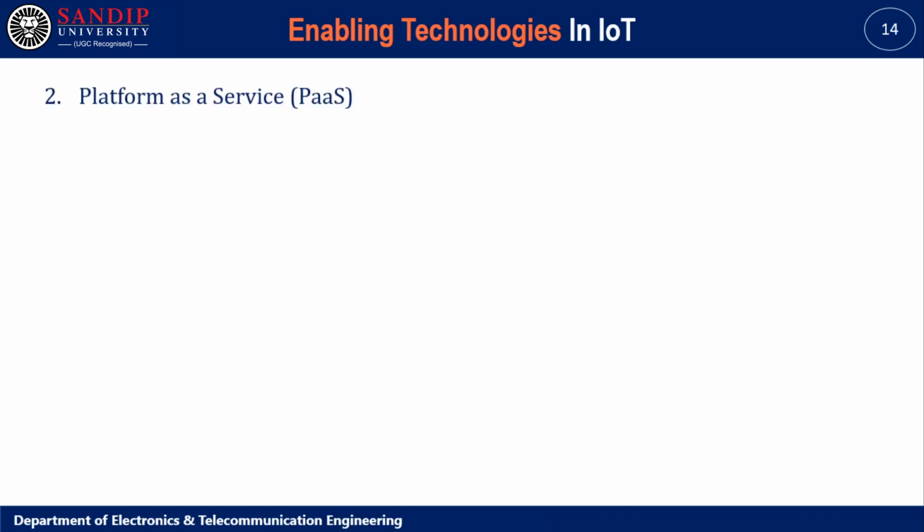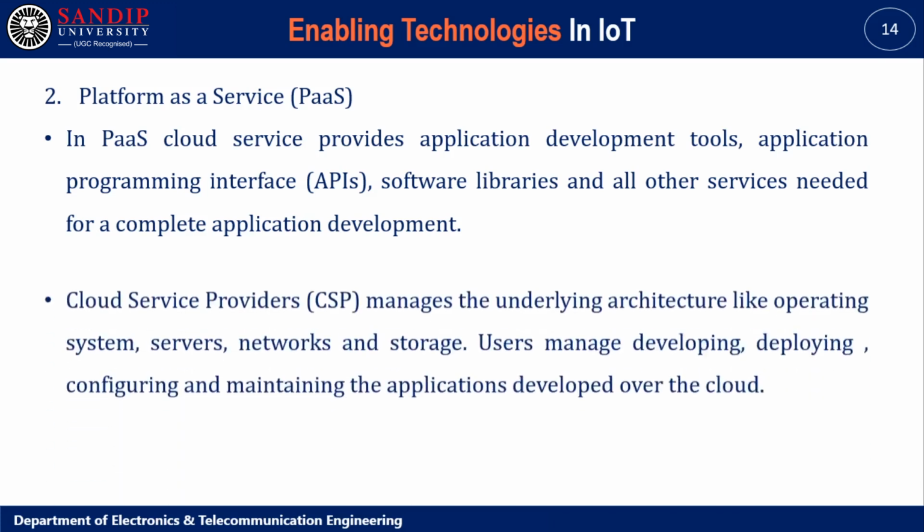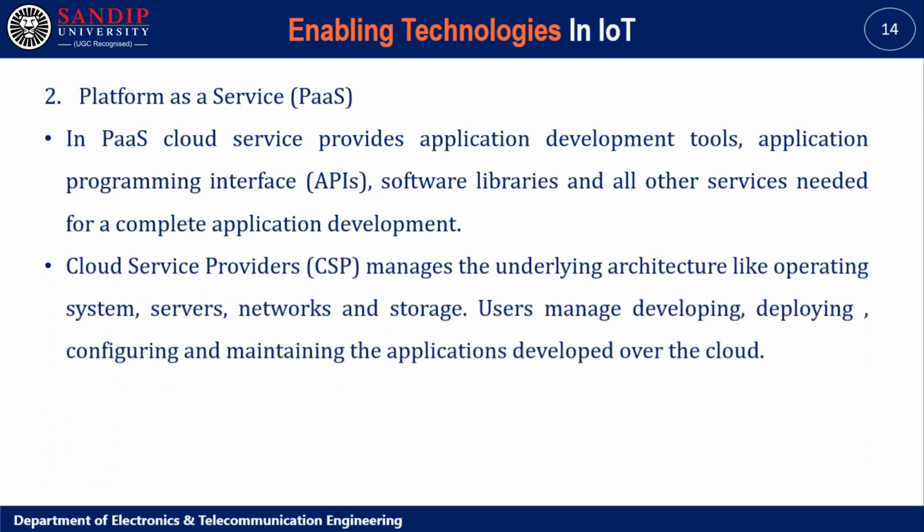Platform as a Service, that is PaaS. In PaaS, the cloud service provider offers application deployment tools, application programming interfaces, that is APIs, software libraries and all other services needed for complete application development. The cloud service provider, that is CSP, manages the underlying architecture like operating system, servers, networks and storage. The user manages deploying, developing, configuring and maintaining the application developed over the cloud.